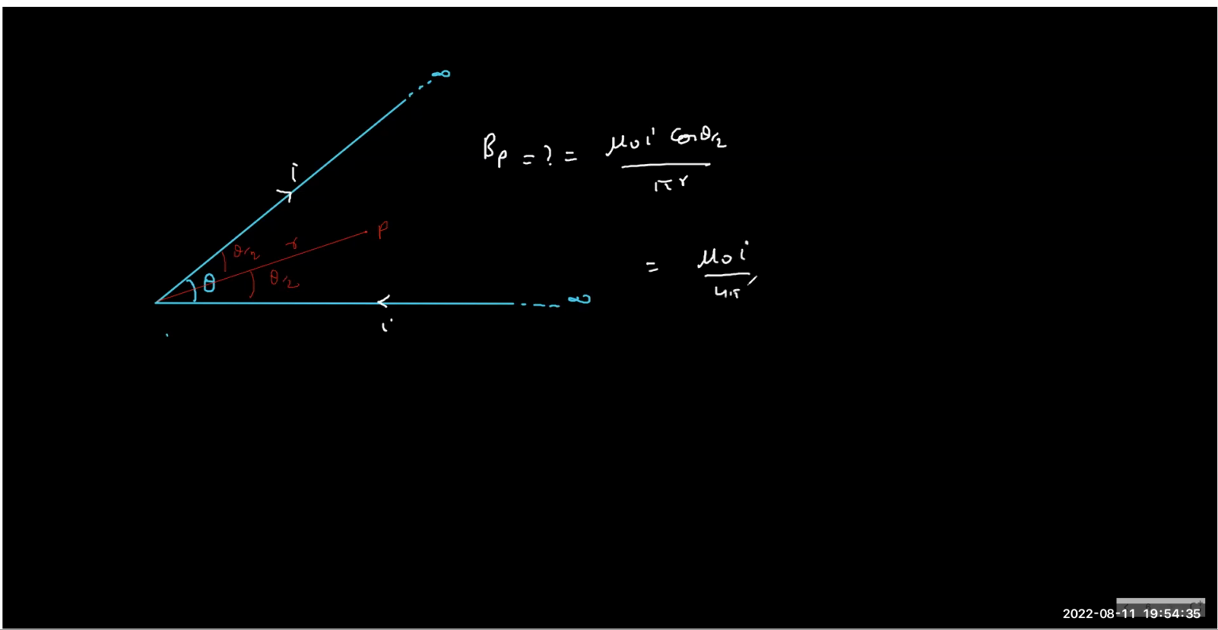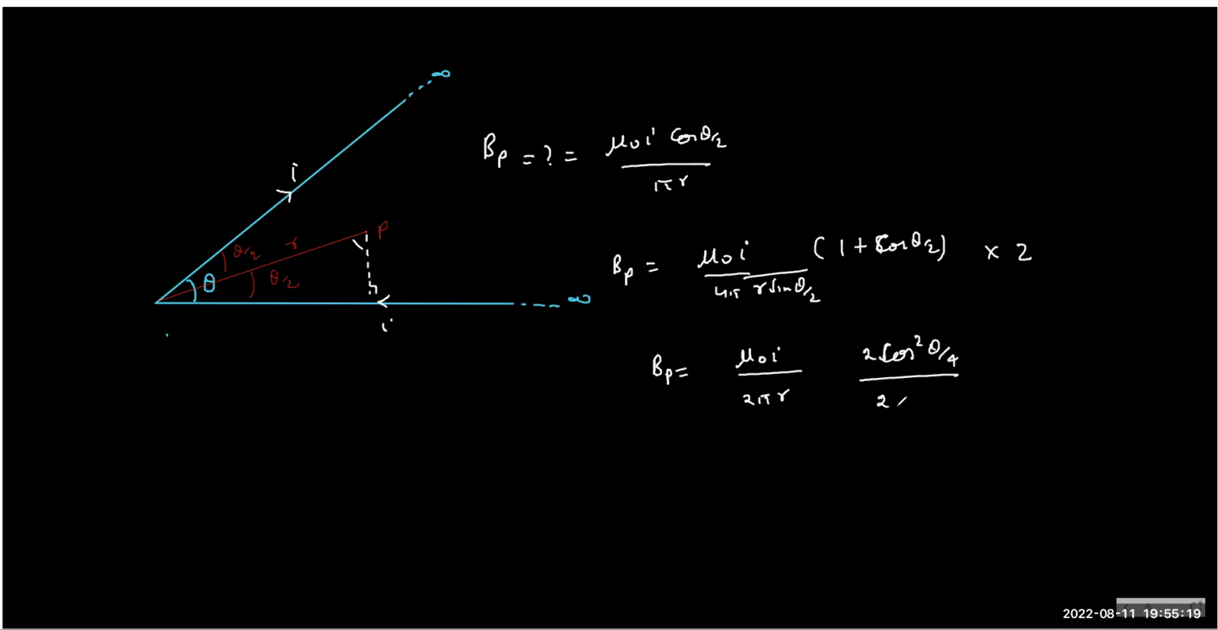It should be mu naught I by 4 pi. The d is r sin theta by 2. And this becomes r cos theta by 2, right? Yes, sir, because this is 90 minus theta by 2, into 2 times, because we have 2 wires. So mu naught I by 2 pi r. And 1 plus cos theta by 2 we can write as 2 cos square theta by 4, and sin theta by 2 we can write as 2 sin theta by 4 into cos theta by 4. So the final answer is mu naught I by 2 pi r cot theta by 4, right? Yes, sir.